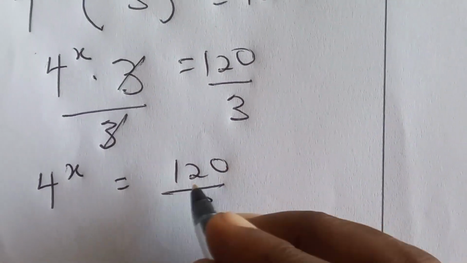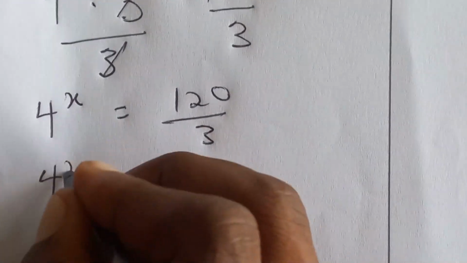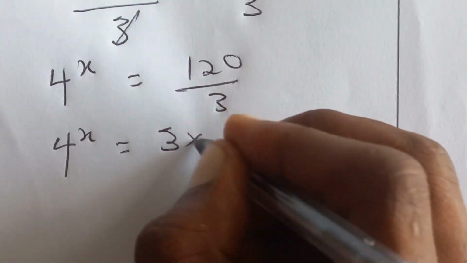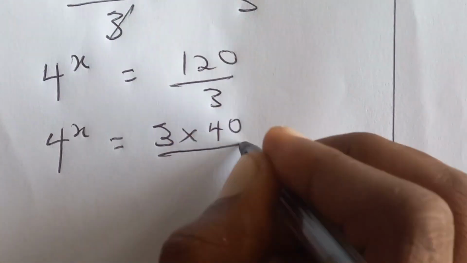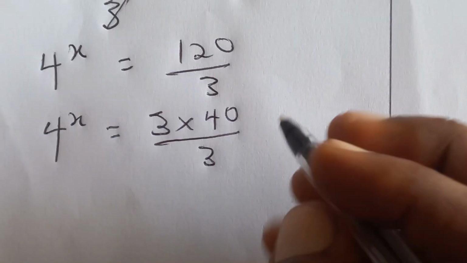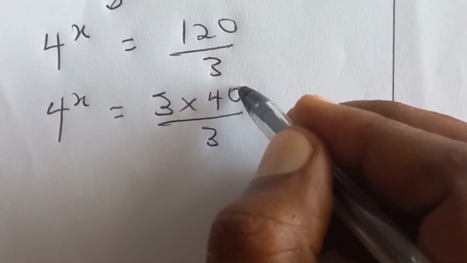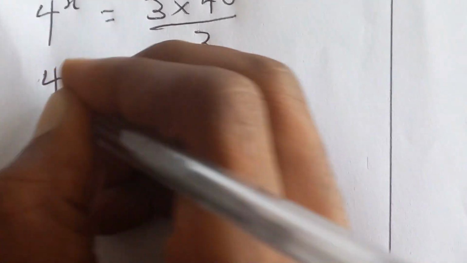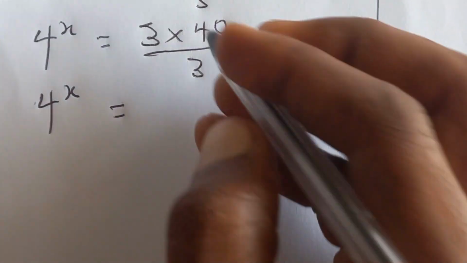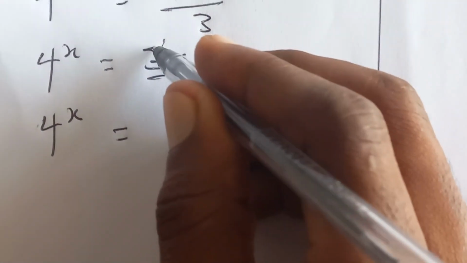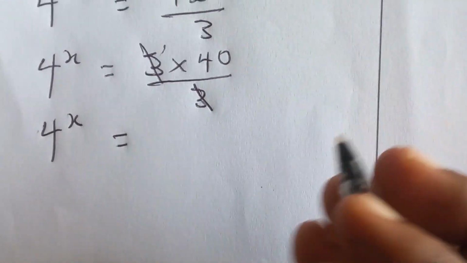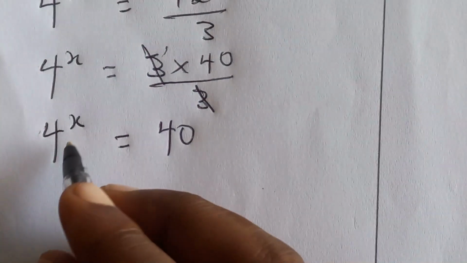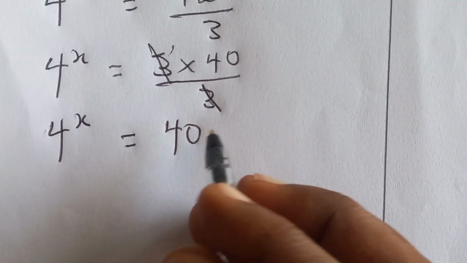And 120 on 3, we can express as 3 multiplied by 40 on 3. You can see that 3 times 40 is the same as 120. So we say that 4 exponent x is equal to, so this one will cancel out. We cancel out the 3, leaving the 40. So now we have 4 exponent x is equal to 40.